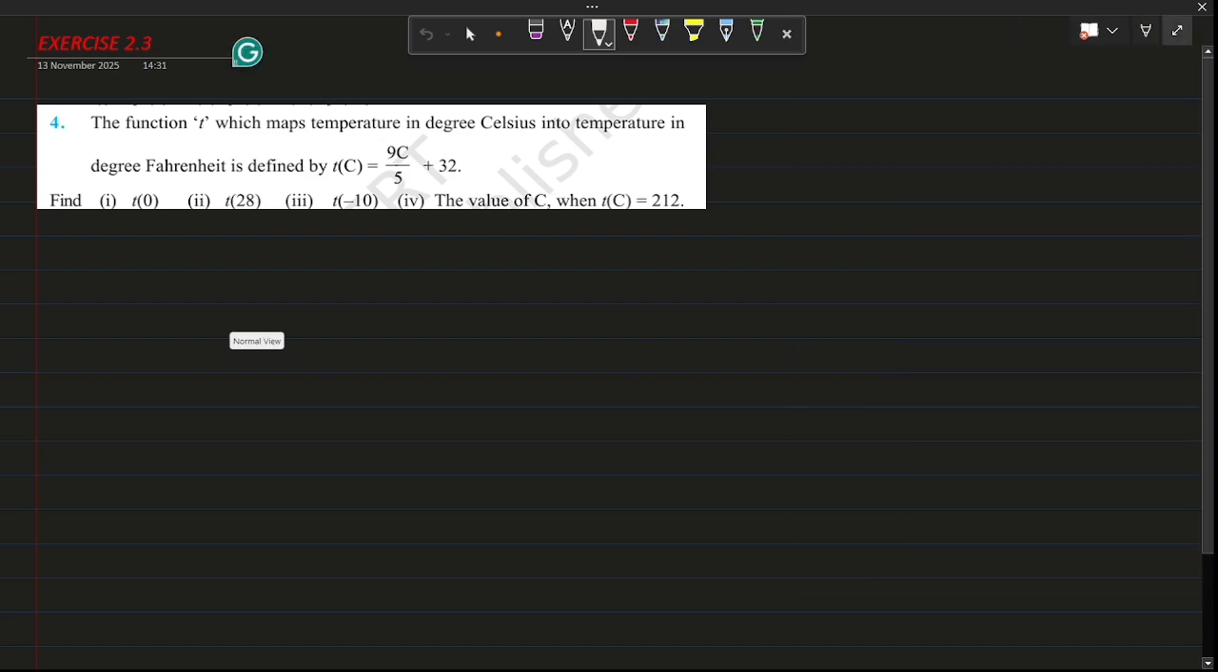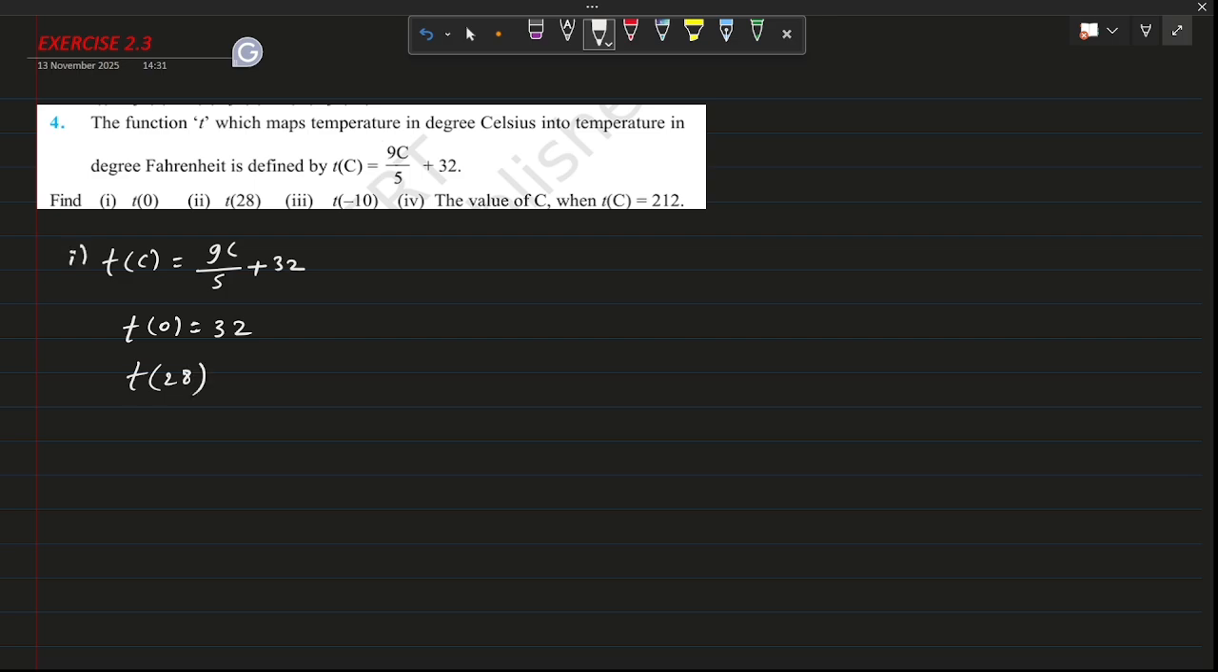So here the temperature function is given, which maps the temperature in degrees Celsius into Fahrenheit by the given function T of C is equal to 9C divided by 5 plus 32. So we can easily find T of 0, which is equal to 32. Then for T of 28, this is the first one.